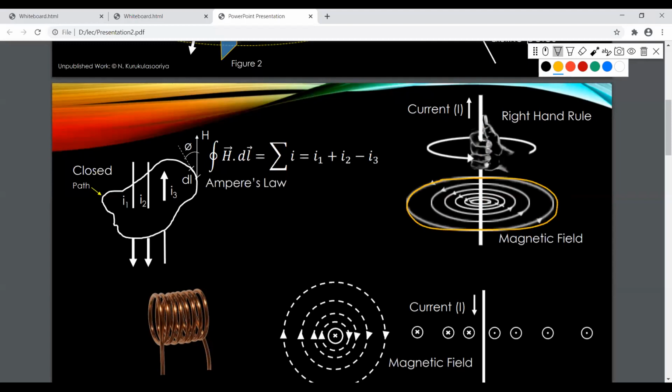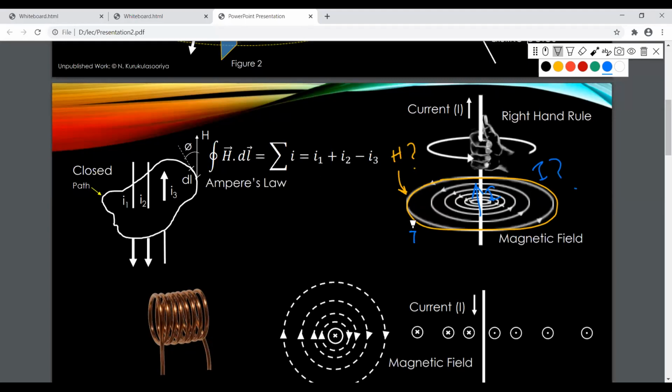Since it is a kind of circular path, we can assume H is constant everywhere. So in order to know what H is, you need to know the total current going through this conductor. So the current value you have to know. If you know the current value, Ampere's law states that the net current value is equal to H multiplied by the length of this entire circular path.